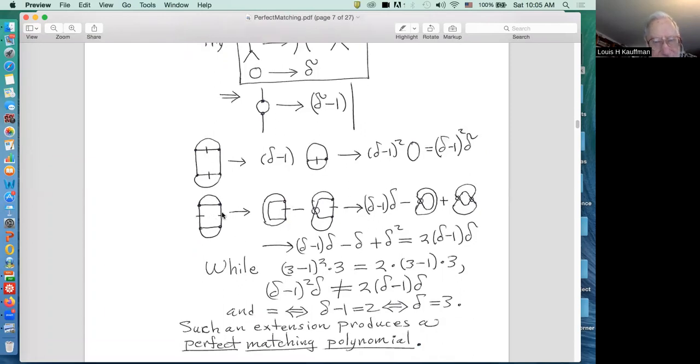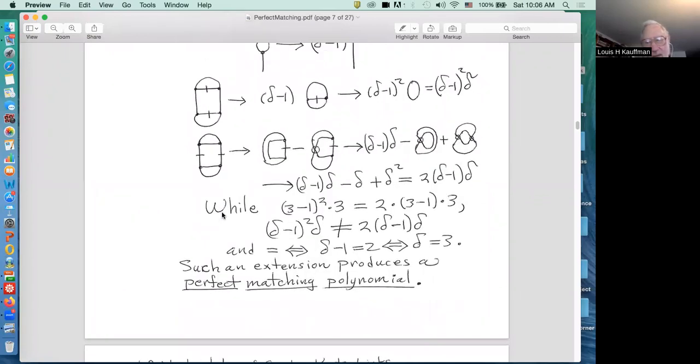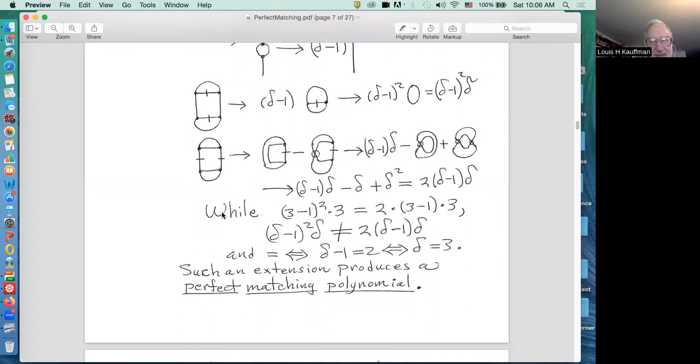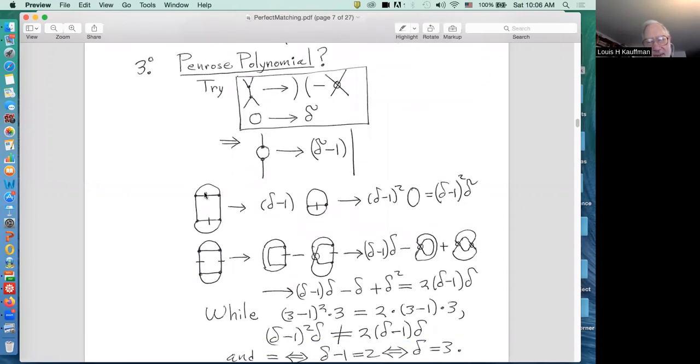Now, what if I take this perfect matching, the other perfect matching for this little graph, and I expand it? And I find that I get 2 times delta minus 1 times delta. Now, certainly at 3, you have the nice fact that 3 minus 1 squared is 12, and 2 times 3 minus 1 times 3 is also 12. But in general, delta minus 1 squared delta is not equal to 2 times delta minus 1 times delta. And except for the trivial cases where delta is equal to 1, we conclude that delta would have to be equal to 3. And so the only case where this is going to be independent of the choice of perfect matching is when delta is equal to 3. But if delta is not equal to 3, then we have a well-defined polynomial in delta defined for any perfect matching choice on the graph. So we have a perfect matching polynomial.